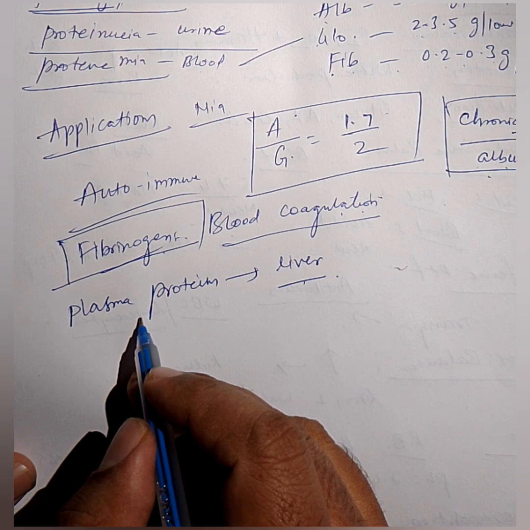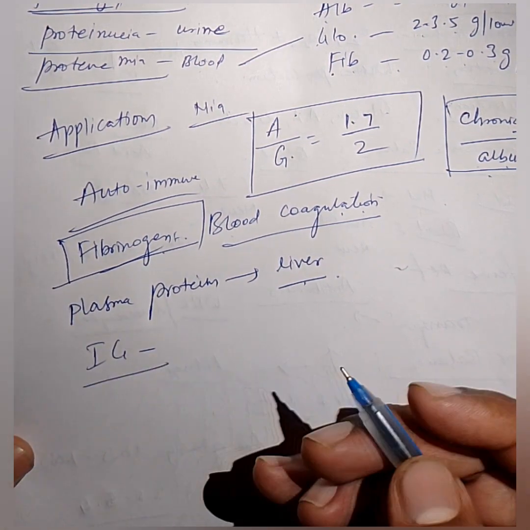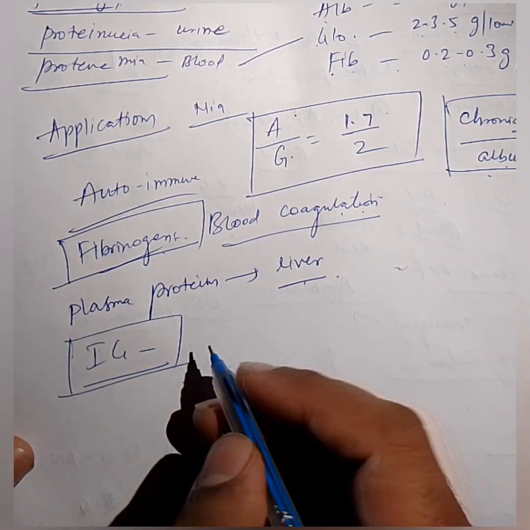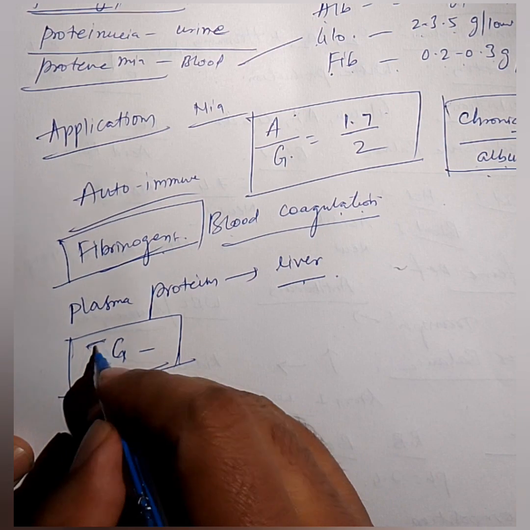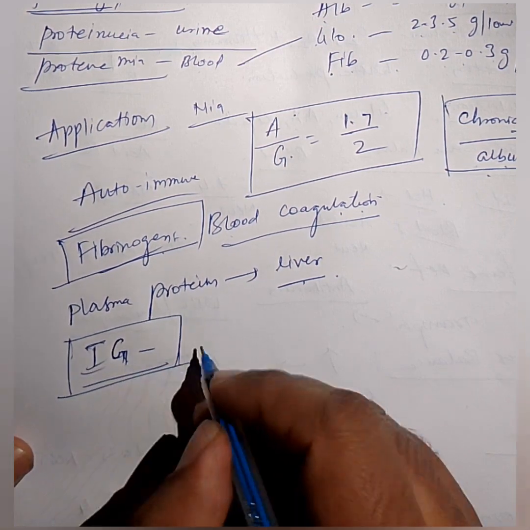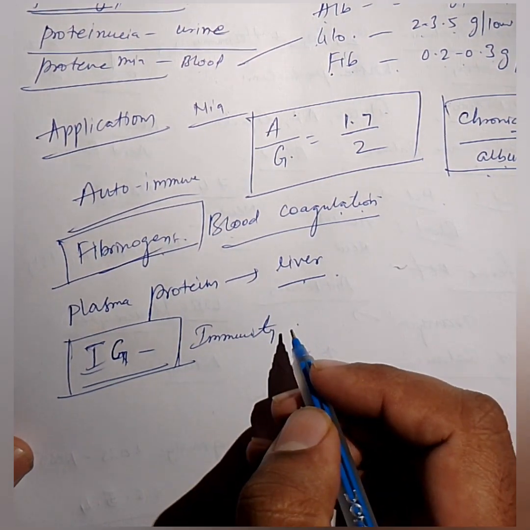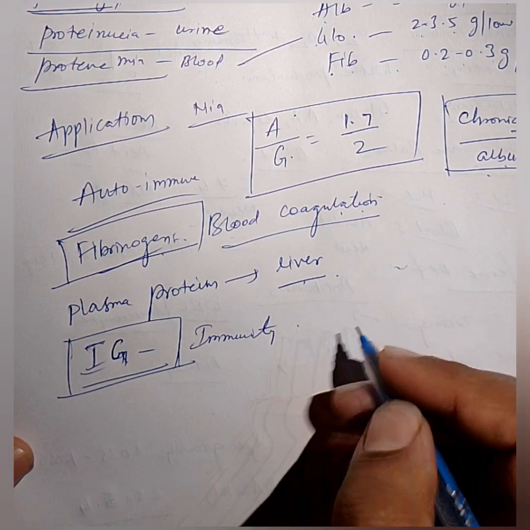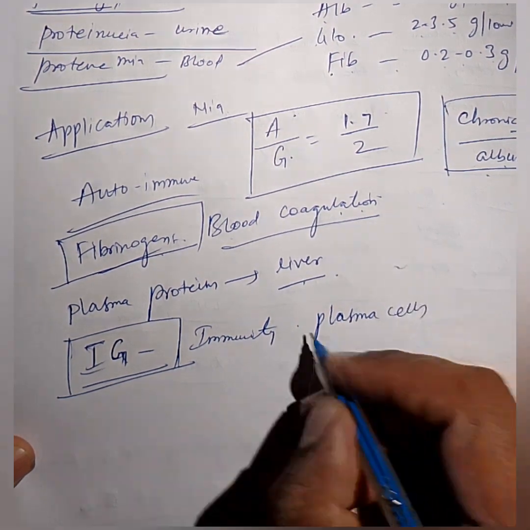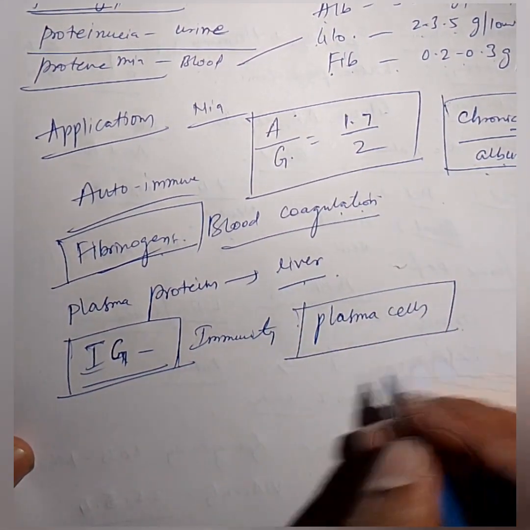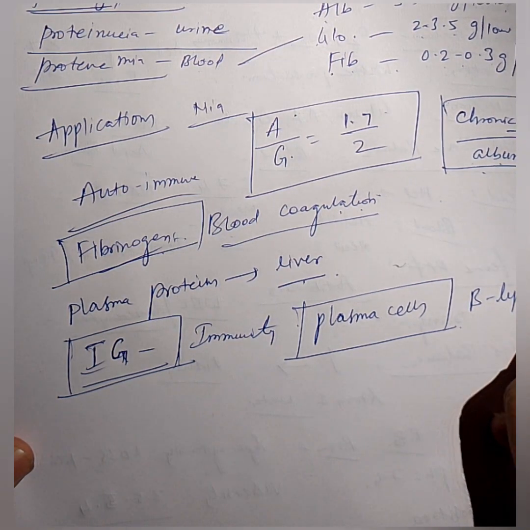However, immunoglobulins are synthesized by the plasma cells. What are immunoglobulins? Immunoglobulins are the antibody particles which are generated in response to antigens. These are the immunoglobulins which give immunity to our body, and they are produced by the plasma cells. Just remember, these immunoglobulins are produced by the plasma cells of the B lymphocytes.